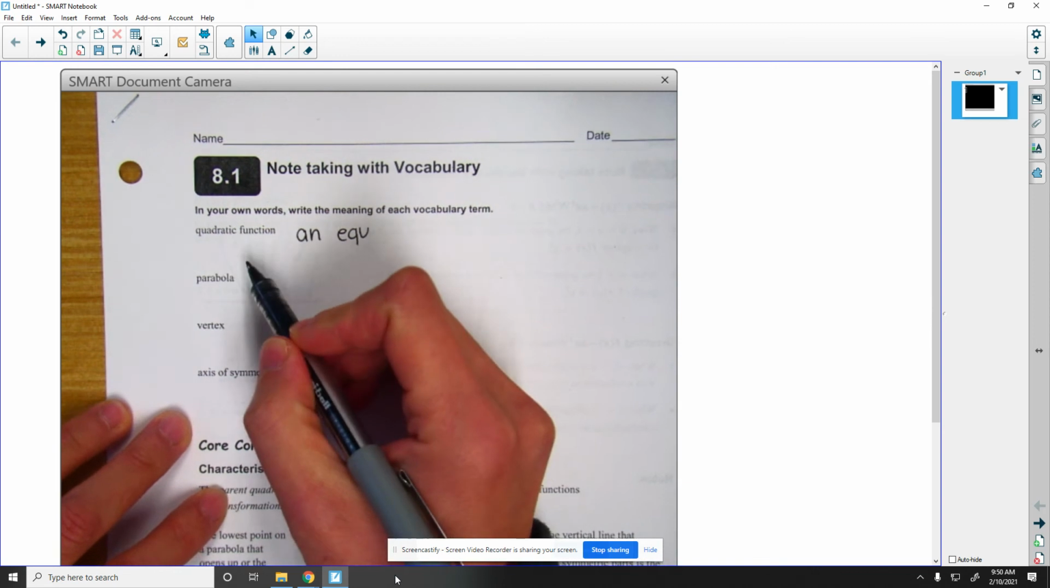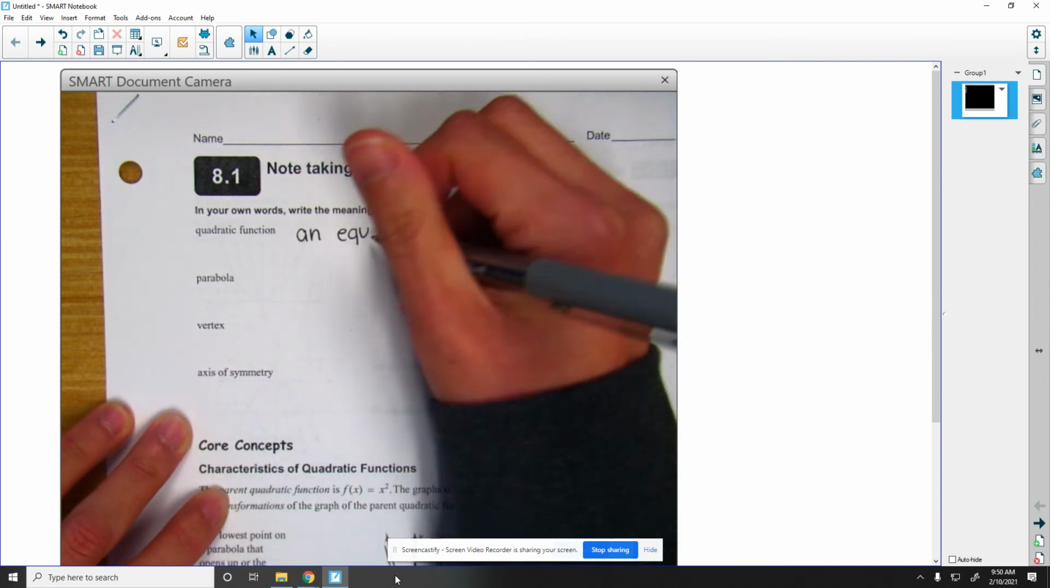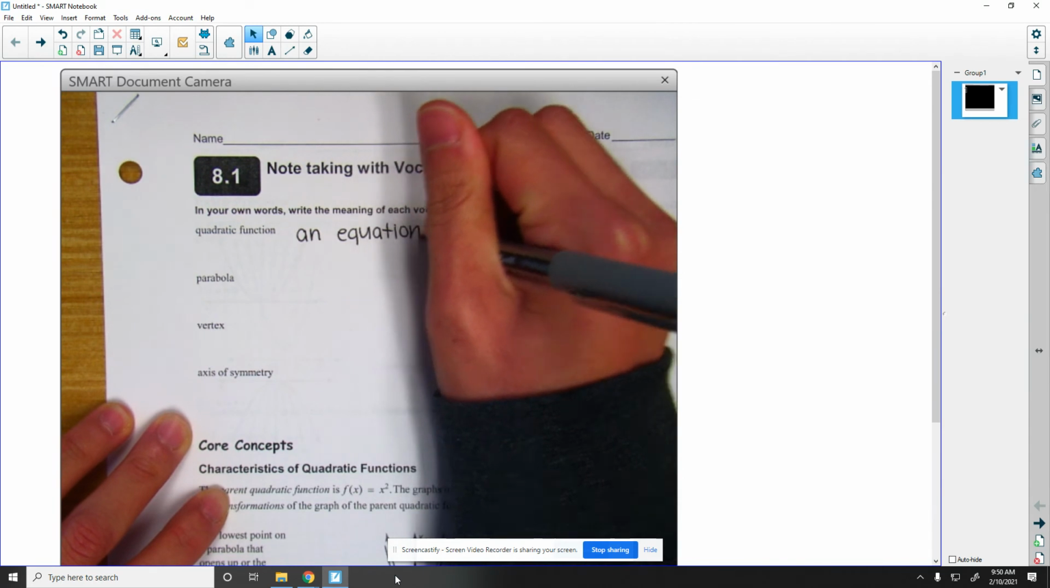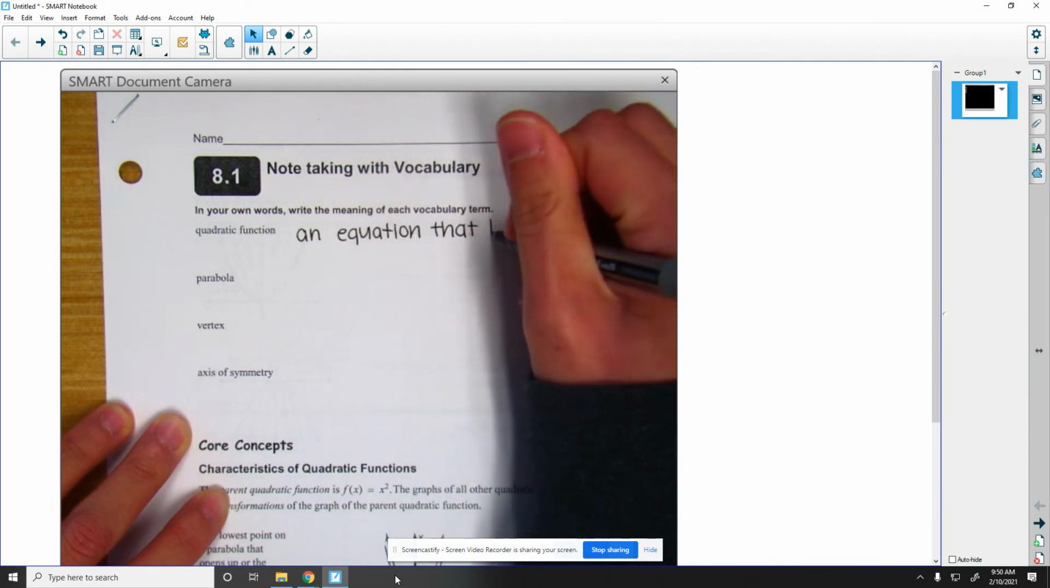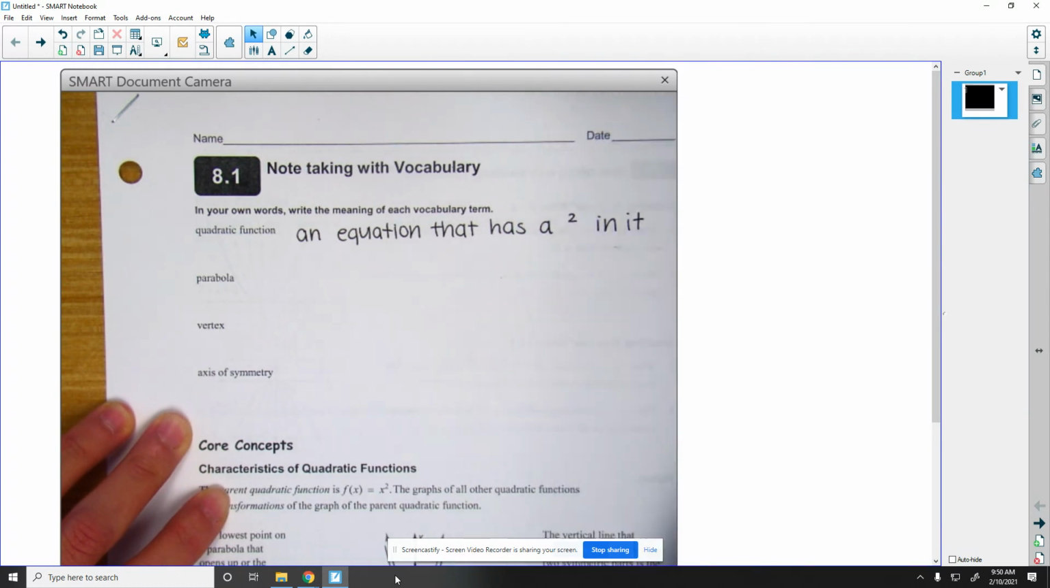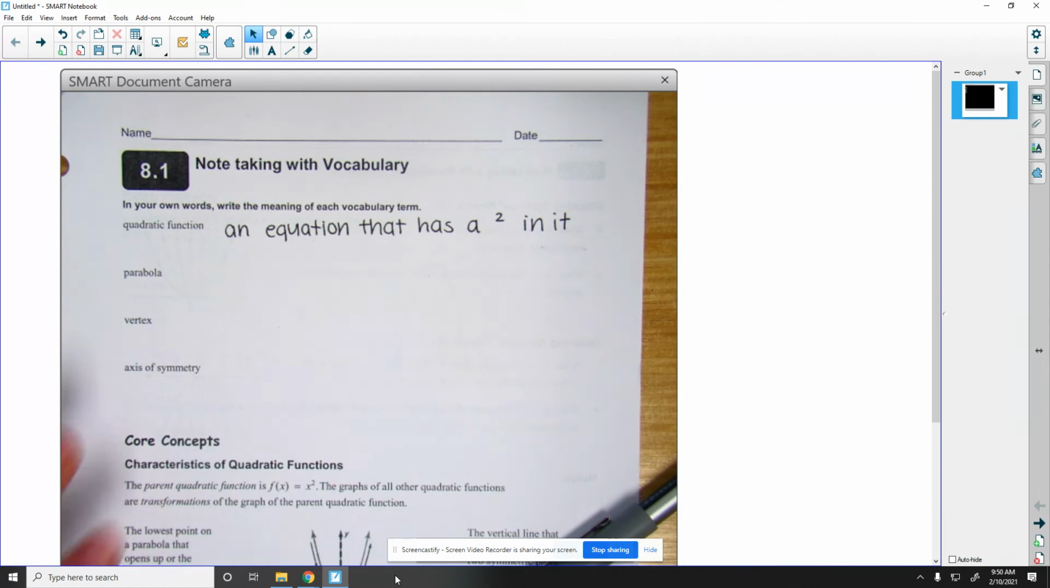So a quadratic function is an equation that has a squared in it. And so we've actually been working with quadratic functions all last chapter, right? Because we had x squared, we had b squared, we had q squared, we had all those squares. So as long as it has a squared in it, then it's called quadratic.